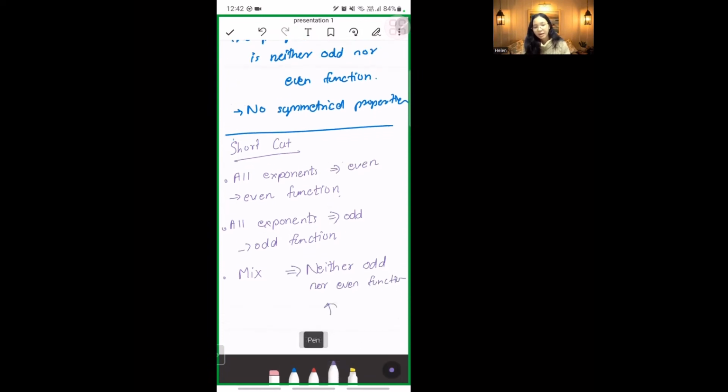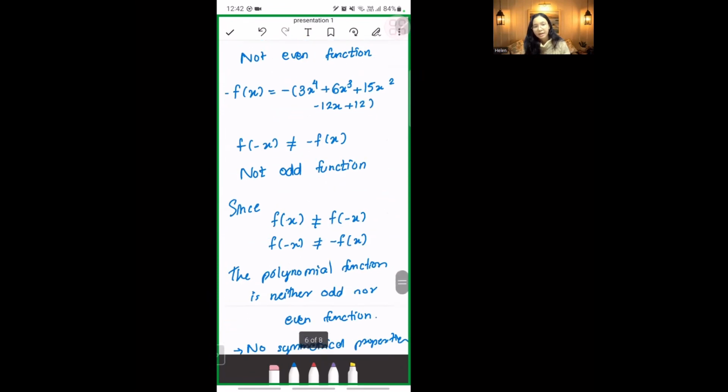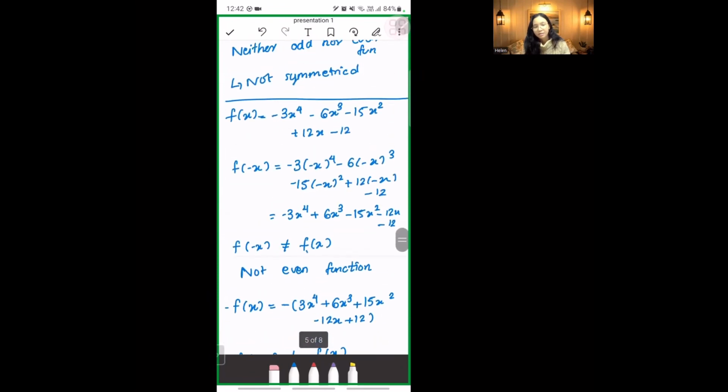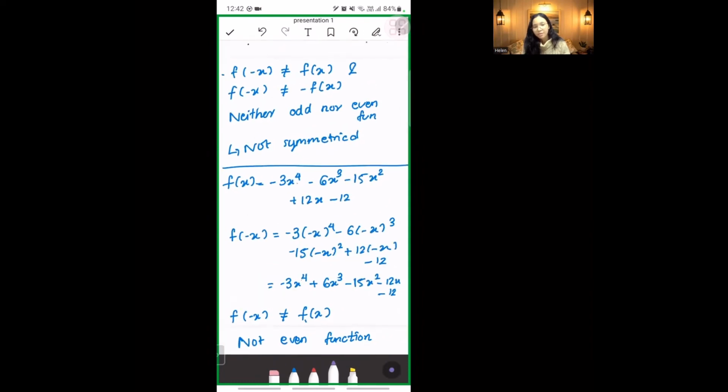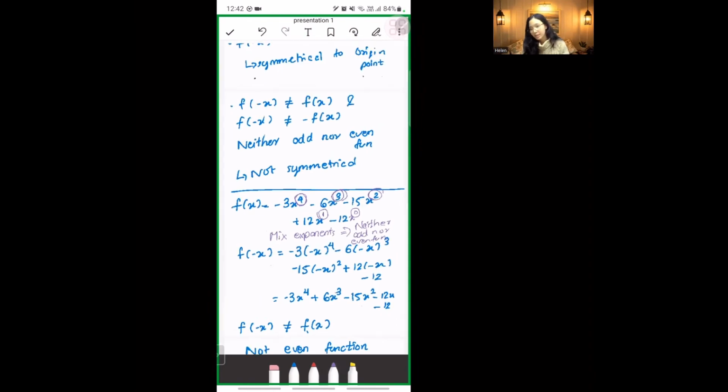So let's look back at our polynomial function. When we look at the exponents there, we get 4, 3, 2, and 1. So we can say that it is mixed. It is not in an even order or in an odd order. All the exponents are mixed. So it is neither odd nor even function. So this is the quick way to find out whether the polynomial function is even, odd, or neither.